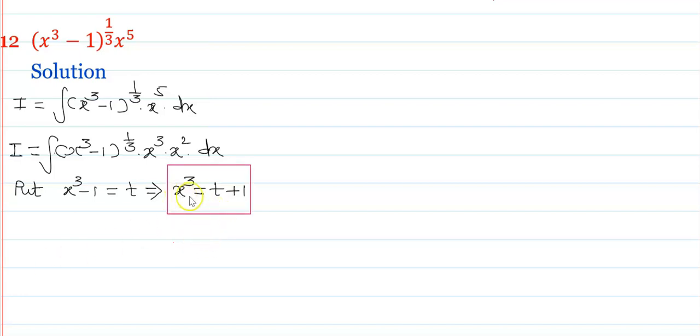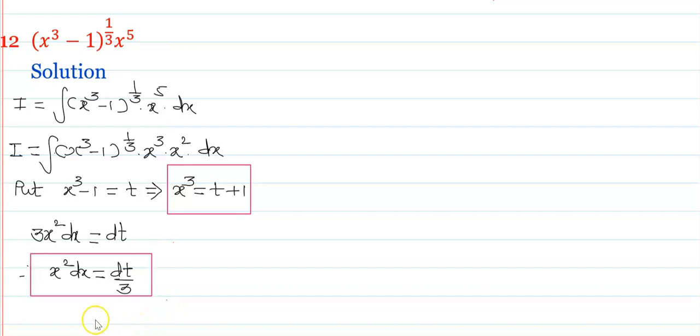Next, as x cube is equal to t plus 1, therefore its derivative is 3x square into dx is equal to dt. Therefore, x square into dx is equal to dt upon 3. Okay. And again we will substitute this value. These are the two important values.